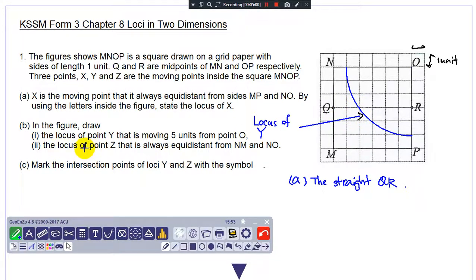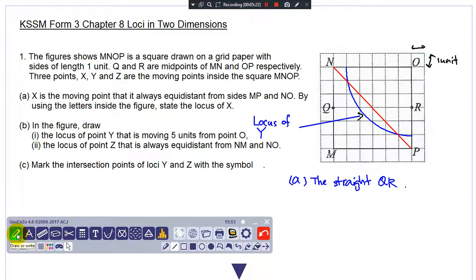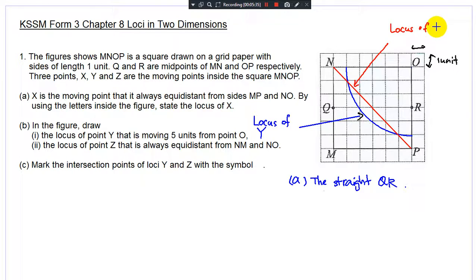Okay, now we go to the locus of point Z, equidistant from MN and NO, is the diagonal. Let me use another color, red color. Okay, so this is the locus of point Z. Locus of point Z.